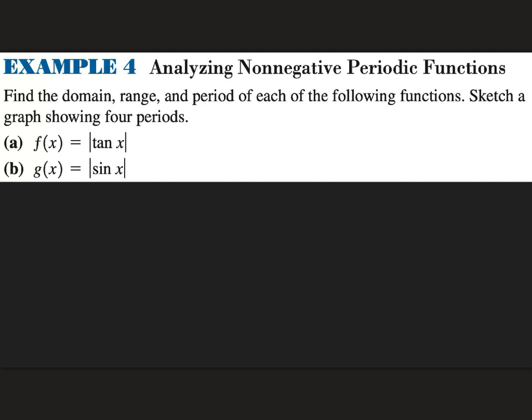The domain is the same. It's all reals except the asymptotes. So the domain D is all reals except pi over 2 plus n pi, where n is an odd integer.